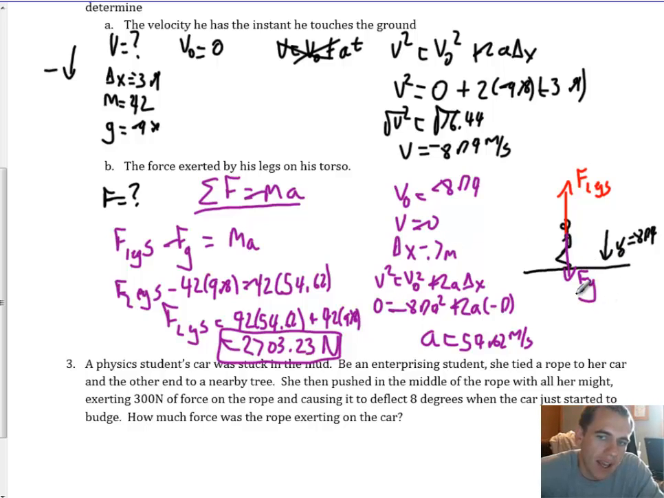Don't forget you have to add on gravity, right? His legs have to exert just the 9.8 times 42 newtons just to hold him up. Then they've got to exert a little bit more to also slow him down. So this is a little bit tricky because you had to keep track of that extra force.